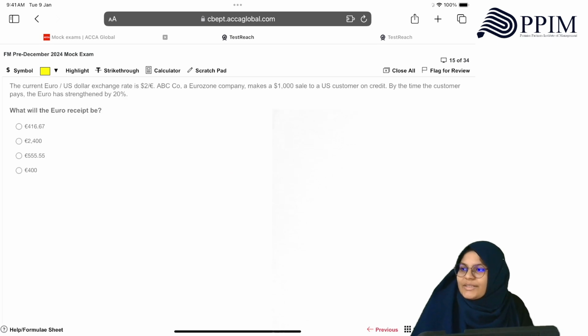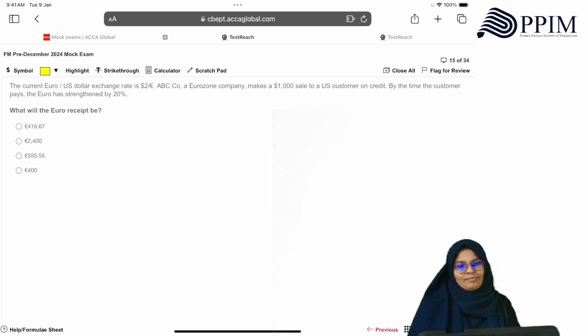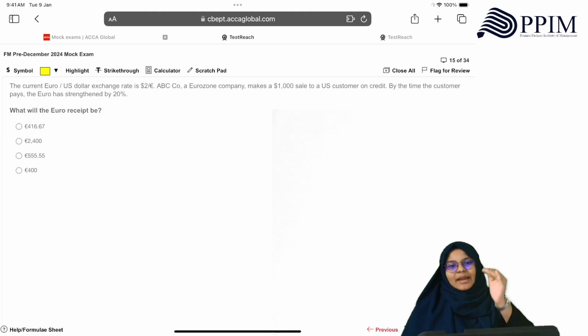Right, so this is the last question under section A. It's saying the current euro US dollar exchange rate is $2 to the euro. ABC is a Eurozone company making $1,000 sales to a US customer on credit. By the time the customer pays, the euro has strengthened by 20%. What will the euro receipt be? Euro has strengthened by 20% means you have to first figure out, okay, what is the new exchange rate. After that, you can figure out that $1,000 when I convert it to euros, how much will I get?